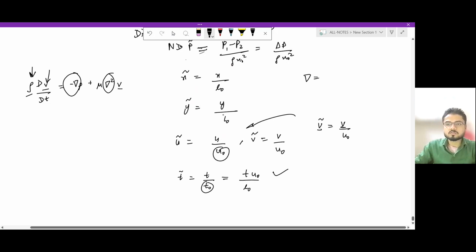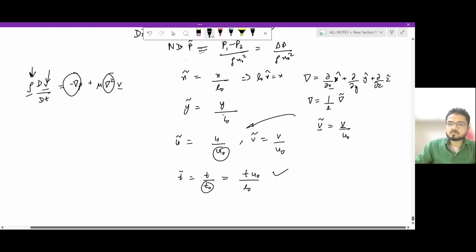So you could write del equals del by del x x cap plus del by del y y cap plus del by del z z cap. And x, y, and z are already known in their non-dimensional forms. So this x can be written as L naught x tilde, and this would become del of L naught x tilde, and this L naught will come outside. So this becomes del tilde. Interesting, right?